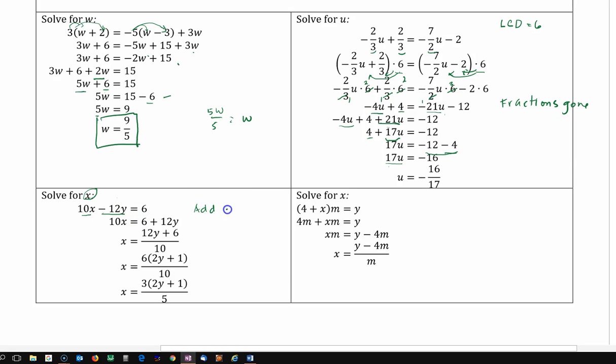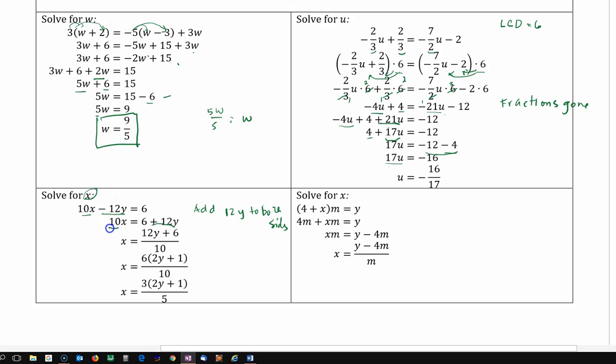Let me write here. But again, I will not show the 12y addition on the left hand side. I will just show it on the right hand side because I know that 12y minus 12y will be 0. So in effect, it's like moving minus 12y to the other side, but it becomes the opposite. Okay, now we have 10x is equal to 6 plus 12y.